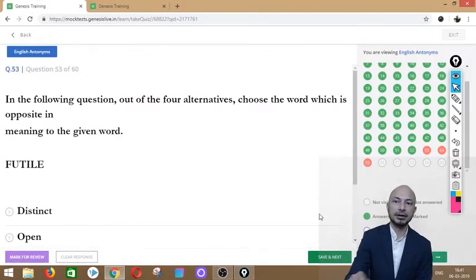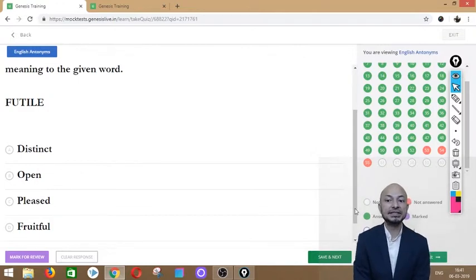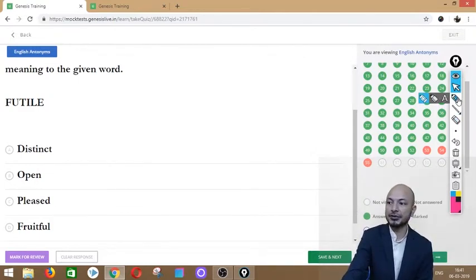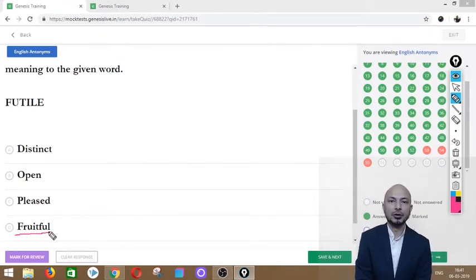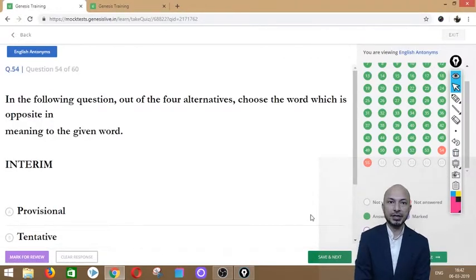The word is futile, and the options given are distinct, open, pleased, and fruitful. So our answer is option D, which says fruitful. Now futile is when it is not worth it, when it is useless, because there is no chance of success. And fruitful is when the results are very useful because of the work you've put in, and you can see good results there. So they are antonyms again. So we click option D and say next. So we come to number 54.